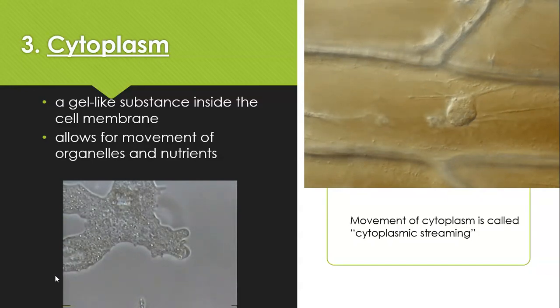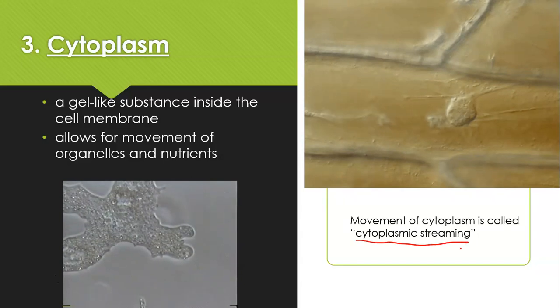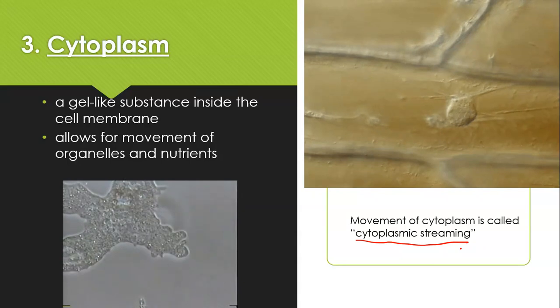But unlike a Jello, the cytoplasm actually moves around, and I've picked up a few animations to show this. It's known as cytoplasmic streaming. The cytoplasm moves, and it has currents inside of it. And this allows for things like nutrients and waste products and organelles to move around the cell.